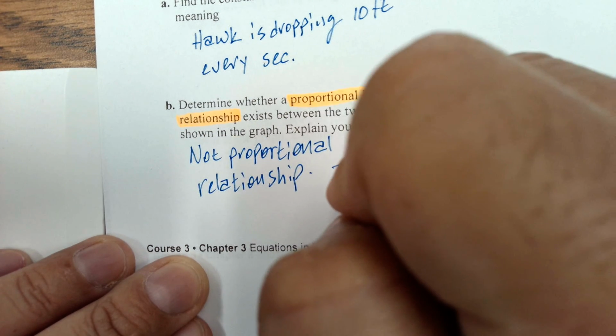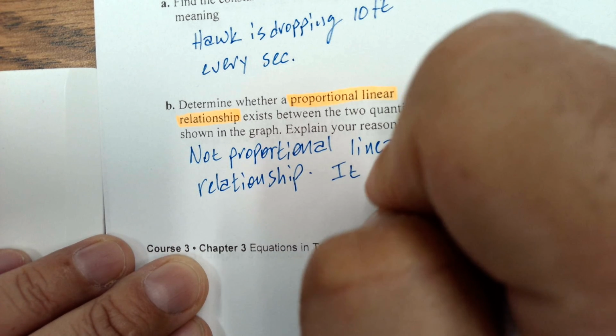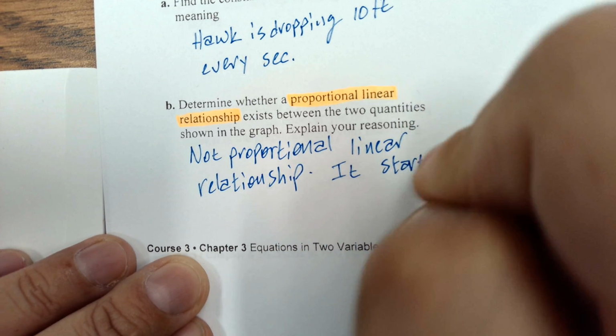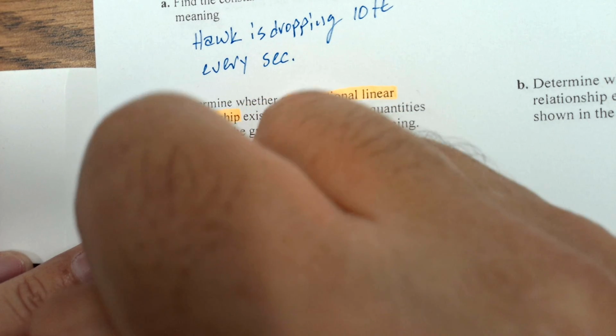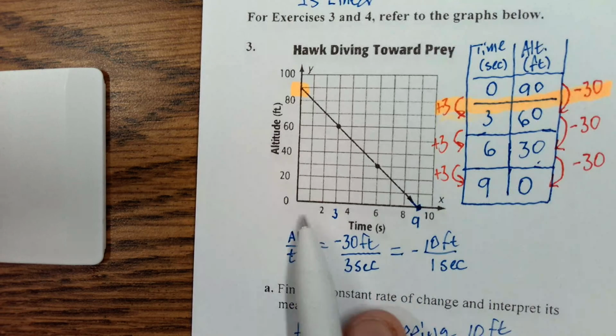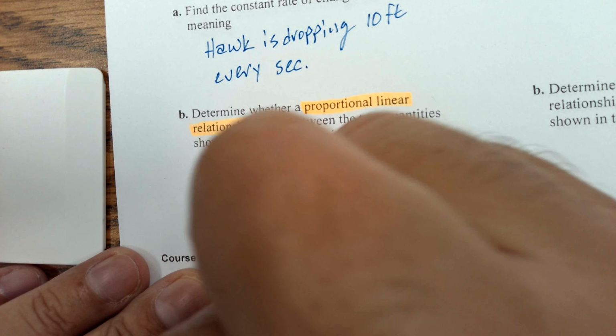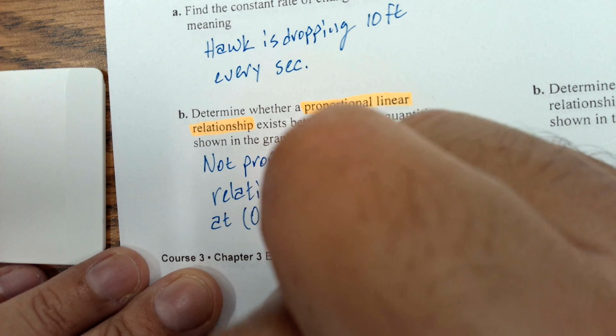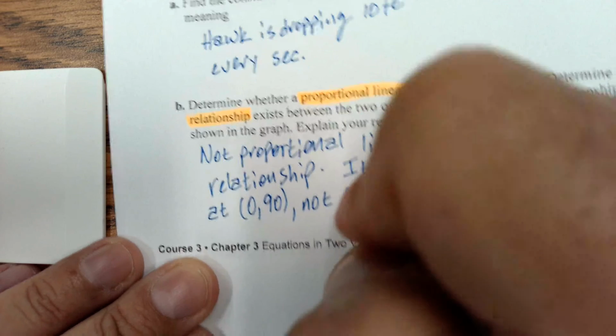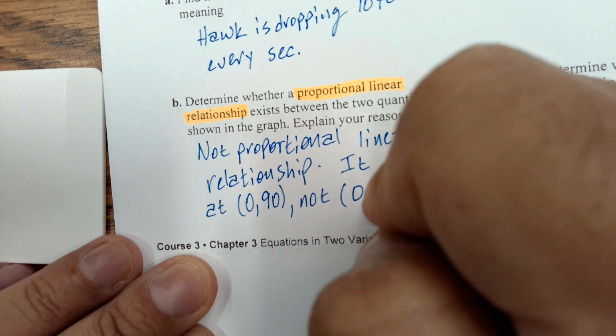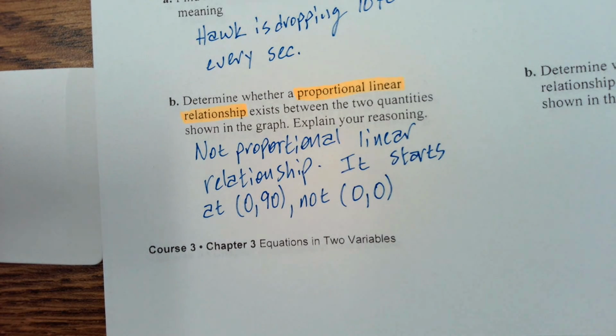And then the explanation is it starts at, let's write down the coordinates. When x was 0, y was 90. So we're going to write those down: 0, 90. Not what we wanted, which was 0, 0. We wanted and expected it to start at 0, 0. And it didn't. So this one is not a proportional linear relationship.